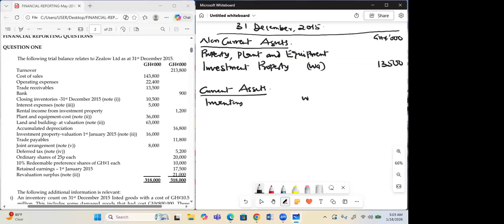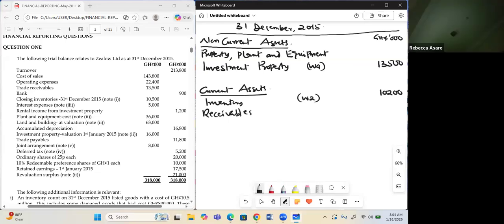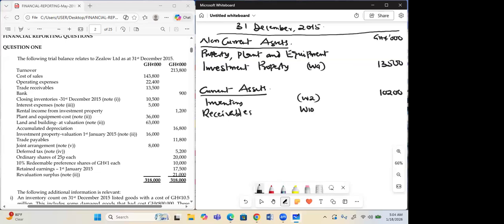What did it give us? 10,200. Receivables, we worked it somewhere in working 10 thereabout. Check your working 10. Receivables was what? 15,500.